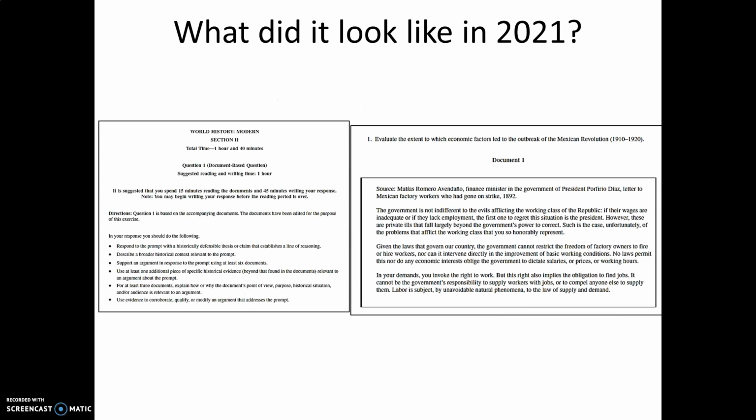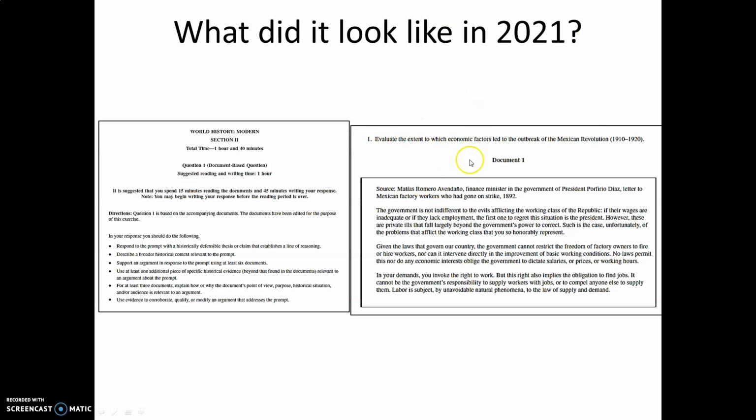2021, here's what it looked like. So when you receive the DBQ and frankly the LEQ, it'll say hour 40 minutes, suggested you spend 15 minutes reading and 45 writing your response. Again, that's a suggestion, it's not going to be announced. The directions simply state that question 1, because remember, 2, 3, and 4 are LEQ prompts, so 1 is based on the accompanying documents, they've been edited. And you also get a quick rehash of the rubric.